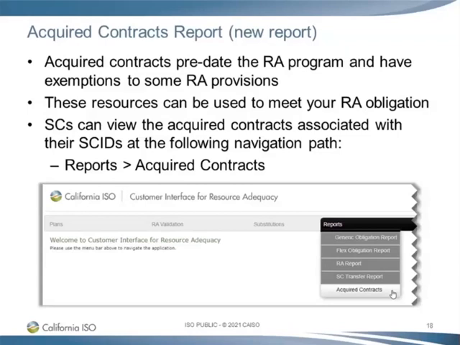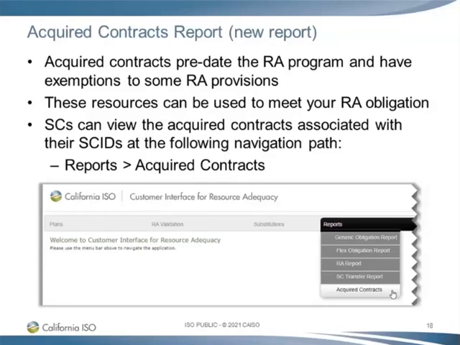So this piece here, the Acquired Contracts Report, is a new report that we're putting out in CIRA. Your acquired contracts are things that predate the RA program and have exemptions to some of the RA provisions. For example, RAIM, the Resource Adequacy Availability Incentive Mechanism, would be an exemption. These resources can be used to meet your RA obligation, and scheduling coordinators can view their acquired resources on this new Acquired Contracts Report, which is accessible from the Reports menu.